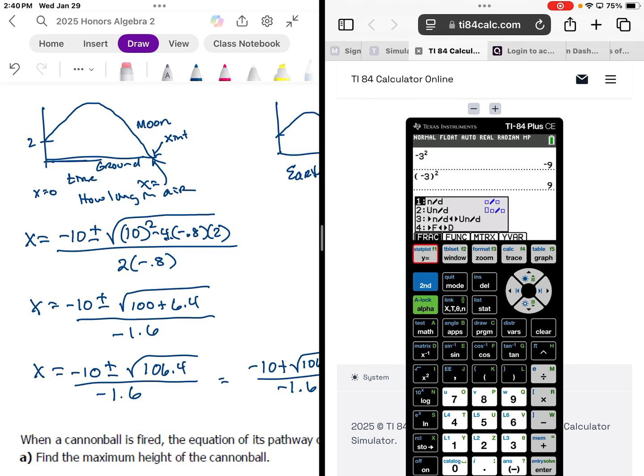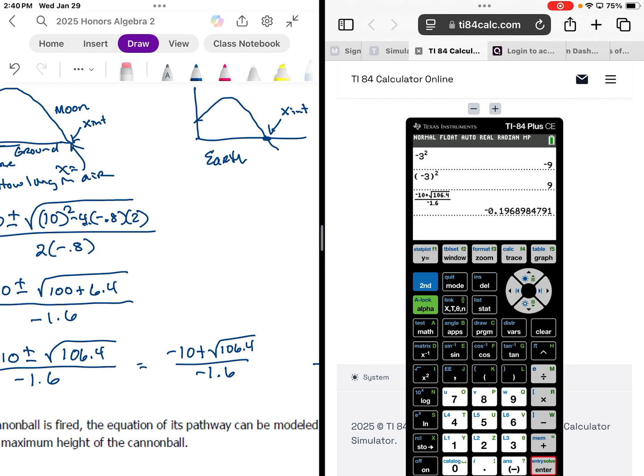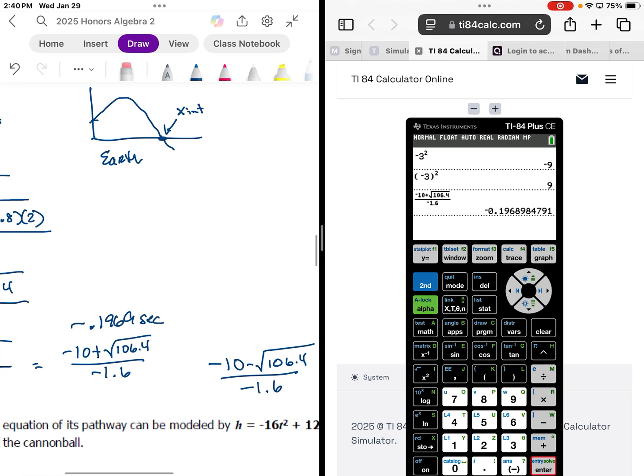I'm going to do alpha y equals to give me a fraction. Hit enter, and then start typing in negative 10 plus the second square root of 106.4. Arrow down to the bottom and put a negative 1.6. I'm not going to take the square root of 106.4 and then retype stuff in. Let's just create that fraction. I hit enter, and the one with the plus sign is negative 0.1969 seconds.